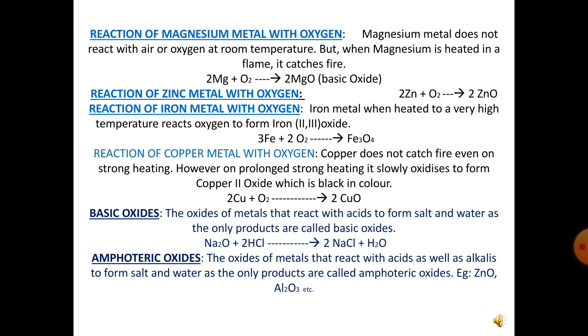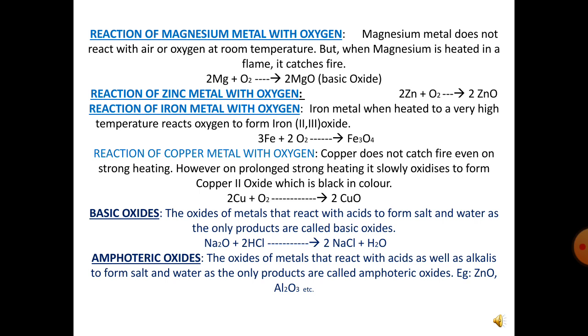But remember, iron has to be heated to a very high temperature, then only will it react with oxygen to form iron 2,3 oxide, that is ferroferric oxide. Fe plus O2 gives us Fe3O4. Fe3O4 is iron 2,3 oxide or ferroferric oxide. It is basically a mixture of FeO, that is iron 2 oxide, and Fe2O3, that is iron 3 oxide.